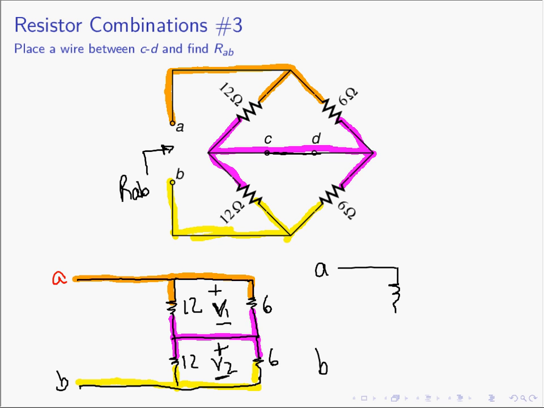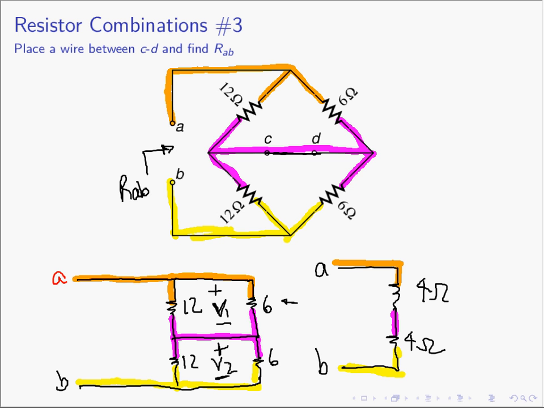So we have 12 parallel 6 for the V1, and that's going to be 4 ohms. And then we also have 12 parallel 6 beneath. That's also going to be 4 ohms. And if you want to put your colors back on to make sure you're still with me, here are the colors.